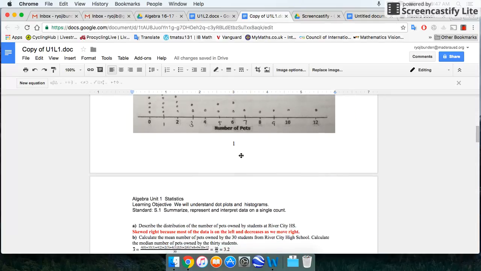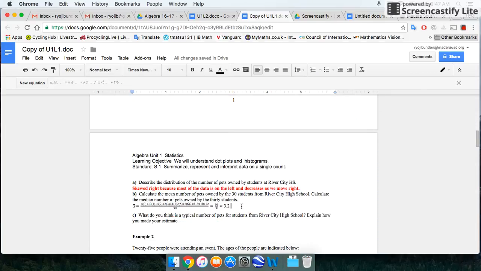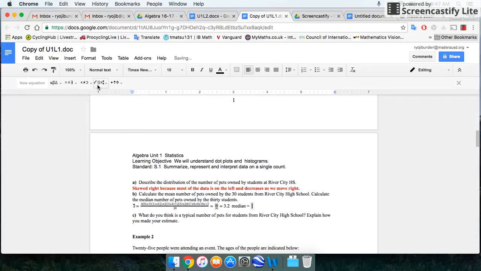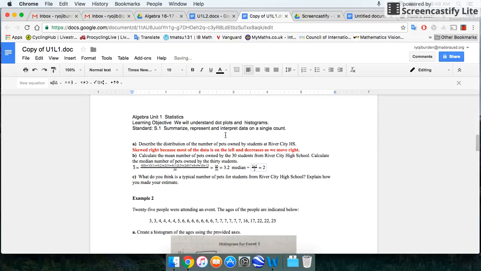Since we have 2 different values in the middle, the median is going to be, again, since we have 2 values in the middle, we have to add them. So 2 plus 2 divided by 2. So this is 4 divided by 2, which equals 2. So our median is going to be 2.